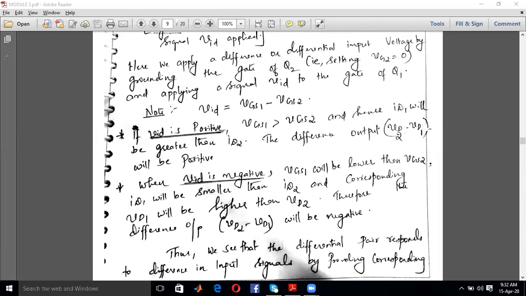Now you read this particular point. If VID is positive, VGS1 is greater than VGS2. So Q1 will conduct more than Q2, that is, ID1 will be greater than ID2. Since ID1 is greater than ID2, VD2 is greater than VD1. So VD2 minus VD1 is positive.